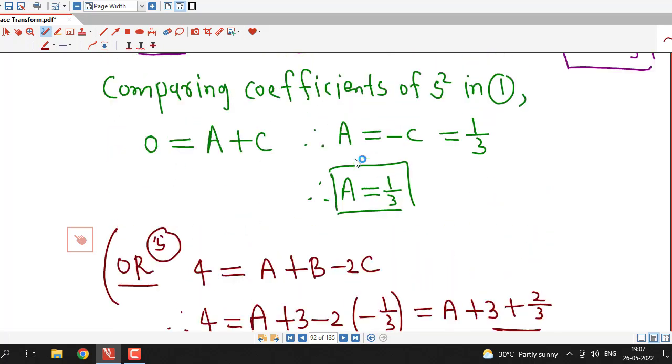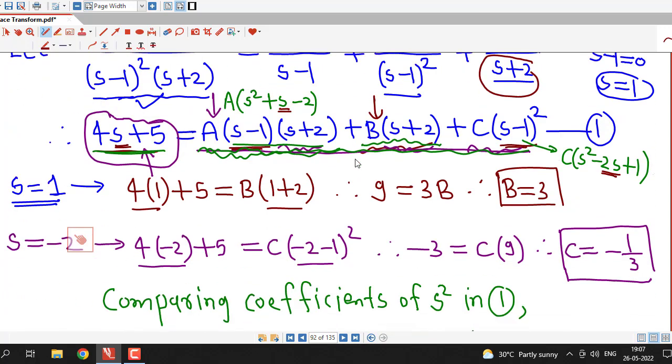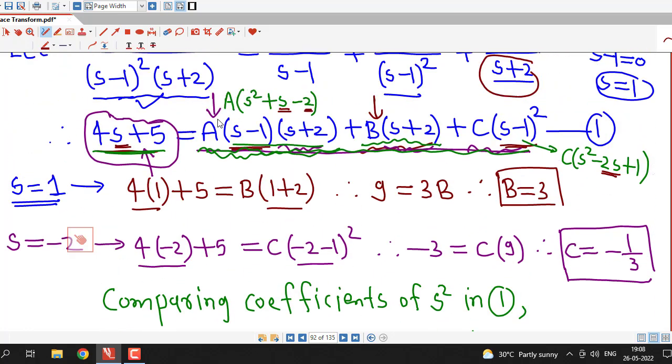So if we compare coefficients of S, then also we get the same answer, A equal to 1 by 3. So the answer must be the same, whether we compare the coefficients of S square or S, or we can compare the constant terms also. If we compare the constant terms, then also the answer must be the same. So we can compare the coefficients of S square, or S, or the constant term to obtain the value of this constant A.